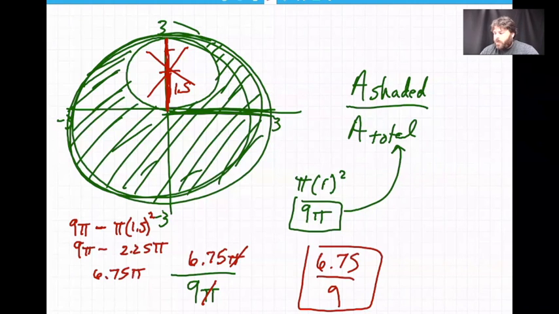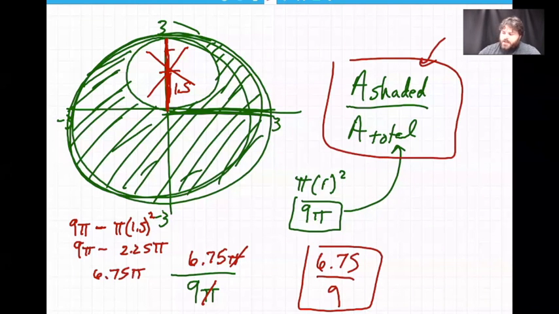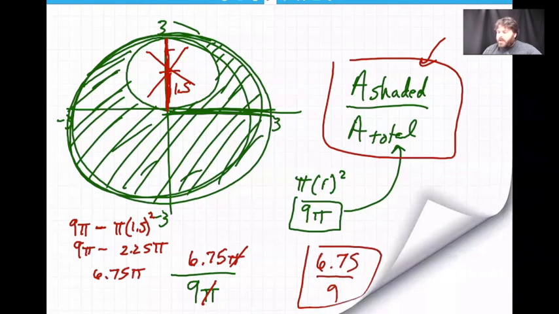So just be aware that those kinds of problems exist as well, but this is basically the formula. It's the area of the shaded part, or the part that I want to select from, right? It's my very specific thing versus my total, which is just the whole circle. And that will give you the probability that a point chosen at random from inside that circle will come from the shaded region.